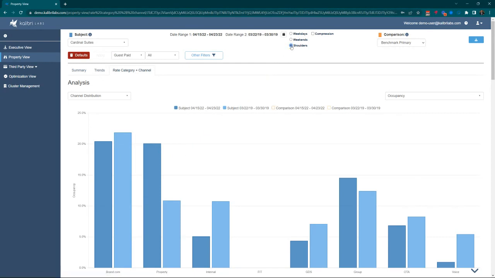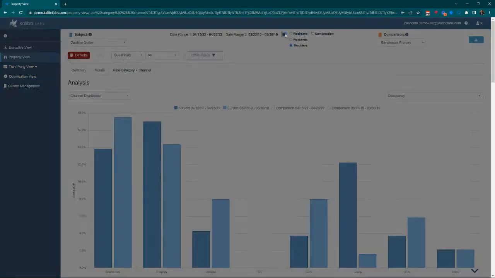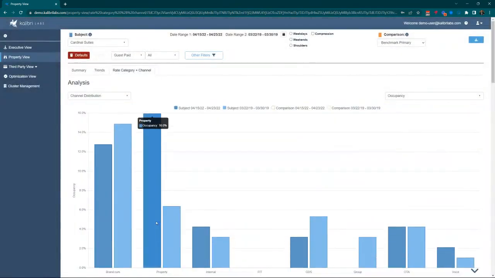I'm going to pull in shoulders as a radio dial of our analysis here. Shoulders are Sundays and Thursdays, just those 2 days isolated. Knowing that Sunday and Thursday might not perform the same, let's go ahead and go back into our date range selector and peel off that Thursday, only isolating Sunday. Property Direct 19 versus 22 comparisons was significant. In fact, 16% of our occupancy for that Sunday holiday was keyed in directly to the hotel's PMS system.